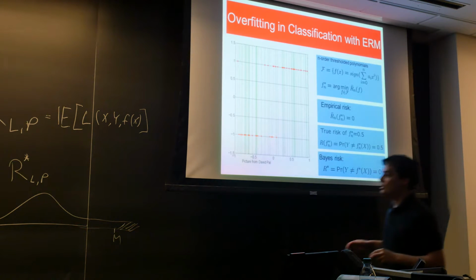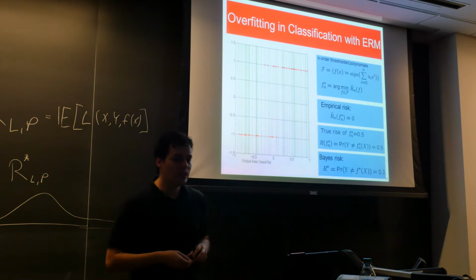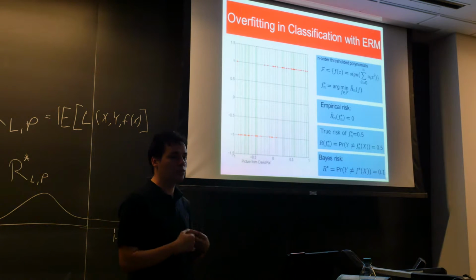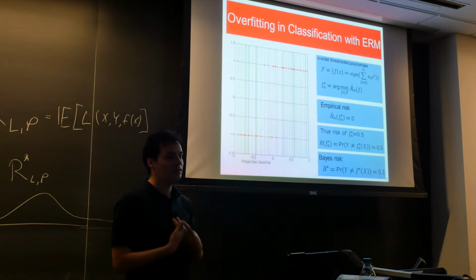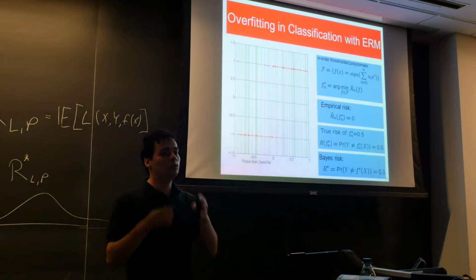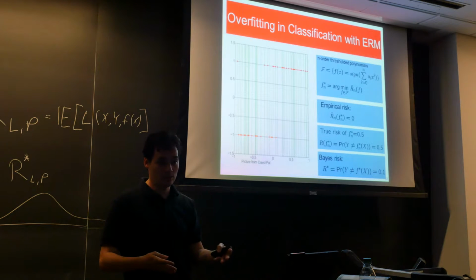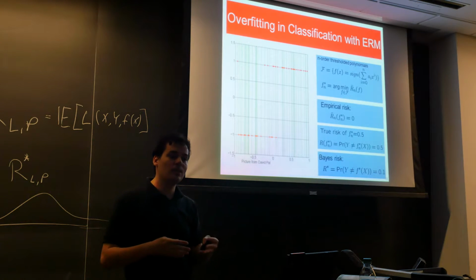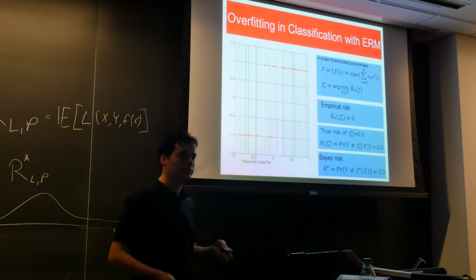So what I just wanted to show is that if we minimize the empirical risk over all possible functions, that's a bad idea. That's what we do for calculating the Bayes risk. You want to minimize the true risk over all possible functions, but we cannot minimize the empirical risk over all possible functions.